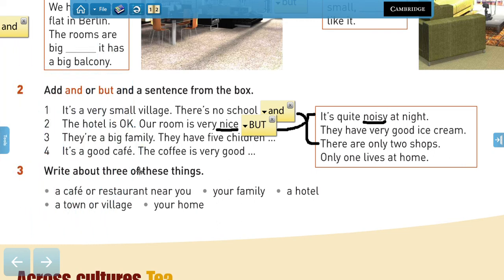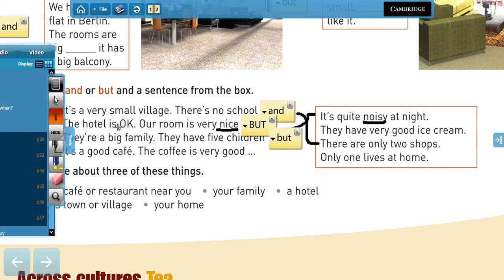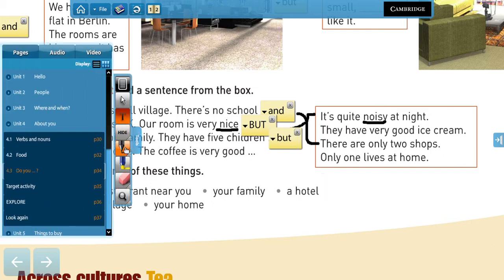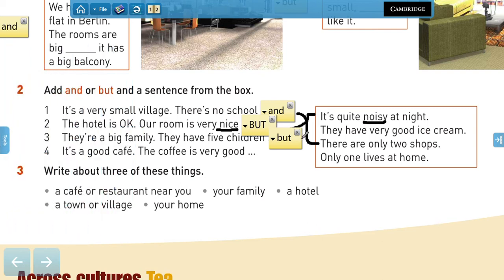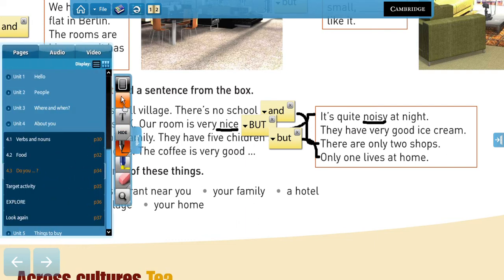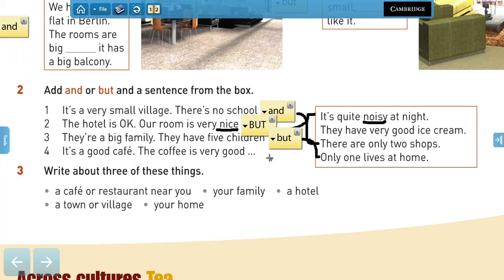They are a big family. They have 5 children, but only one lives at home, right? Contrasting. Only one of them, one of the 5 children, lives at home. Although they are a very big family, only one of them lives at home.